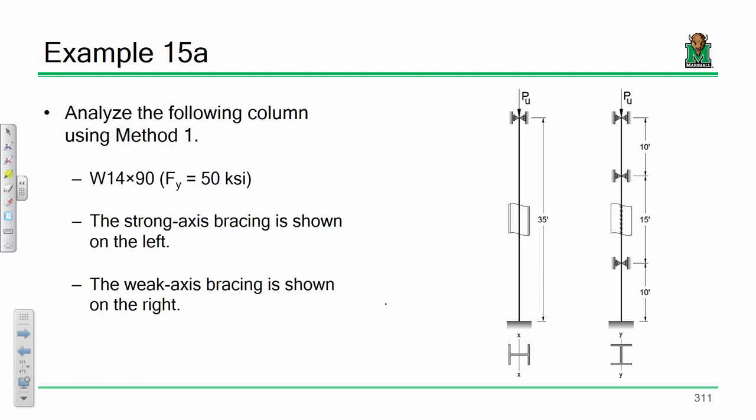Okay, so I'm getting sick of talking. Let's do some math. So I have this column. We're going to say it's a 14 by 90. Okay, it's a 14 by 90 column. Here's the length. The strong axis bracing is on the left, the weak axis bracing on the right. It's a 50 KSI column, and ultimately I want to determine the capacity of this column. This is going to be a somewhat detailed example.